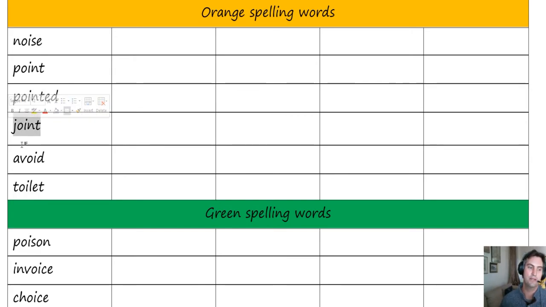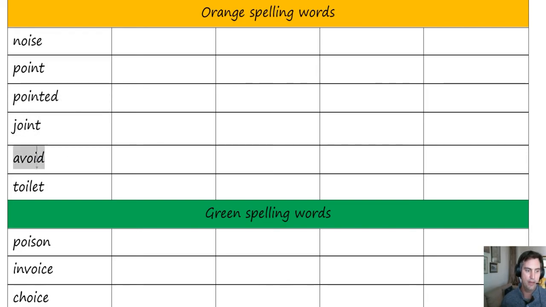Next word is joint. Okay, so if something is joint, it means you're doing something together with someone else. For example, a joint project. There might also be an event where two schools join together and it's a joint activity.